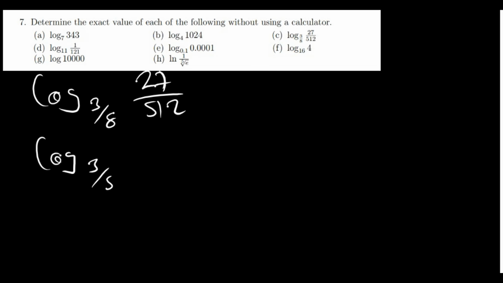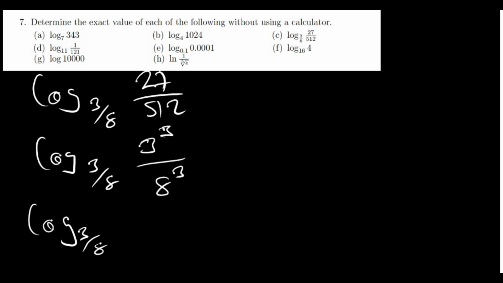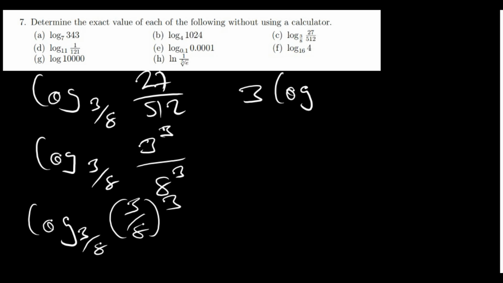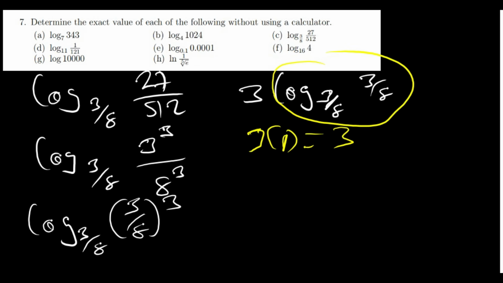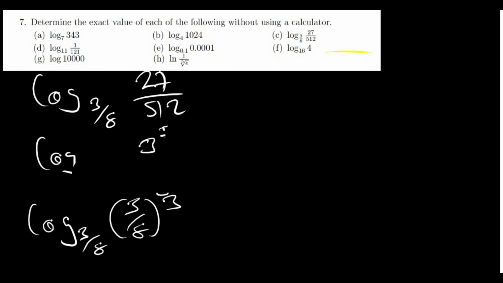log base 3 over 8, this 27 is the same as 3 to the power 3. Then again, 512 is the same as 8 to the power 3. So I can write this and say it is log base 3 over 8, then I say 3 over 8 to the power 3. I can shift 3, which is the power, to be in front. It will be 3 log base 3 over 8 of 3 over 8. Meaning this part is going to give us 1. So it's going to be 3 times 1, which is 3. Okay. So the answer in that case, part C, is 3.